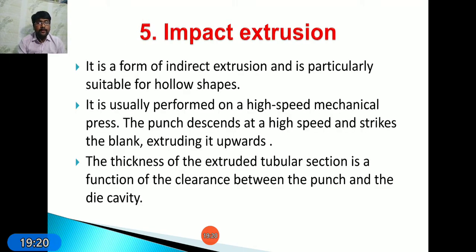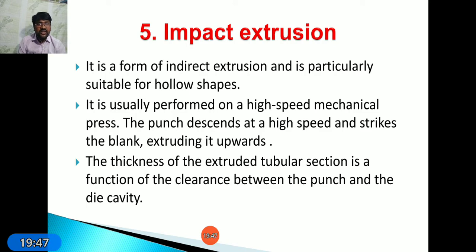Next, coming to impact extrusion. Okay, it is a form of indirect extrusion and is particularly suitable for hollow shapes. It is usually performed on a high speed mechanical press. The punch descends at a high speed and strikes the blank, extruding it upwards. Okay, like that the workpiece can be finished by using this impact process.